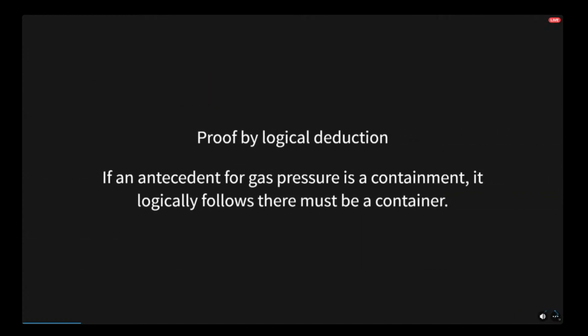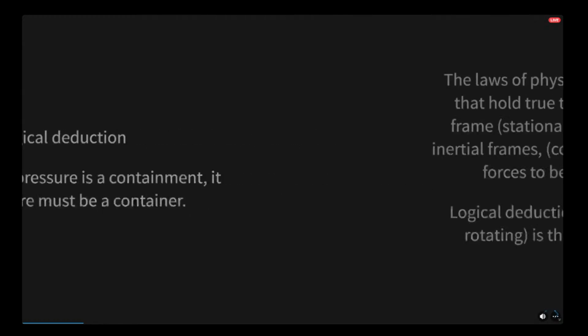Okay, so proof by logical deduction here. As we're moving on, we're going to get into the concepts of the ether and how that's intertwined in all this. So we need to get into how we're going to deduce there's a substance that we're getting effects from. We're measuring these things and we don't know what's going on. What's the logical deduction here? How can we interpret this? So if the antecedent for gas pressure is containment, it logically follows there must be a container. We all agree with that, right?